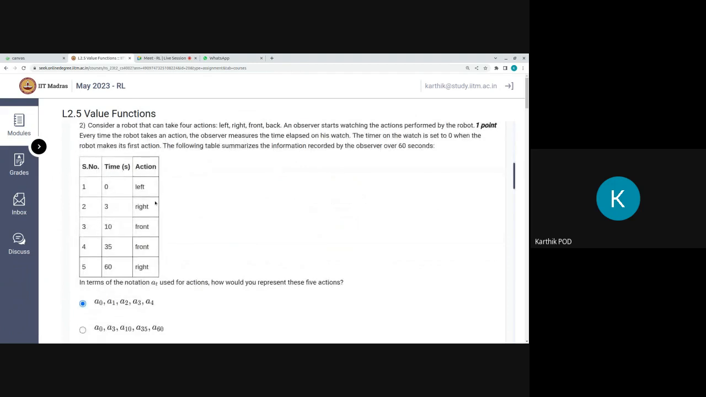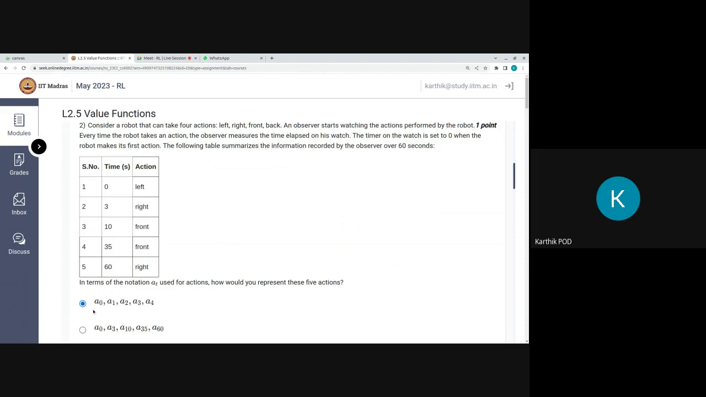Right, so this is the second one. You have a robot that can take 4 actions, and someone is watching this robot, and every time the robot takes one action, you record that action. Say, for example, at time t equal to 0, when the observer starts his stopwatch, the action is left. 3 seconds later, the action taken by the robot is right, and after 10 seconds, it's front, and so on. So 5 actions are there. What notation should you use to define these actions?